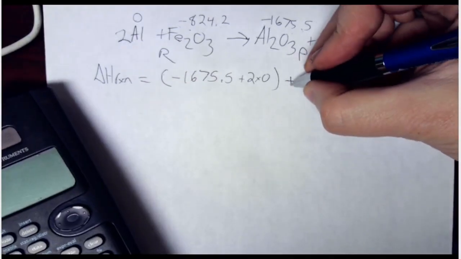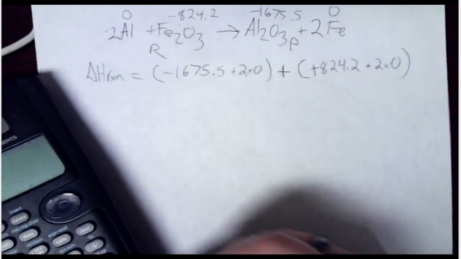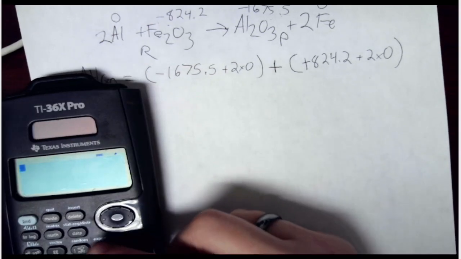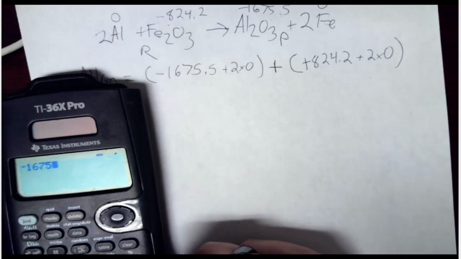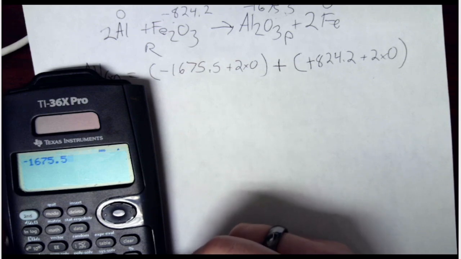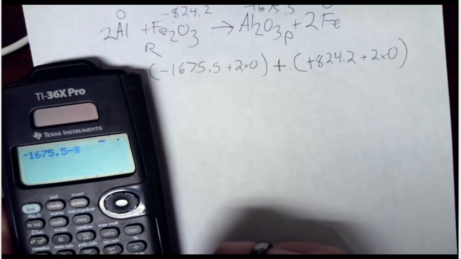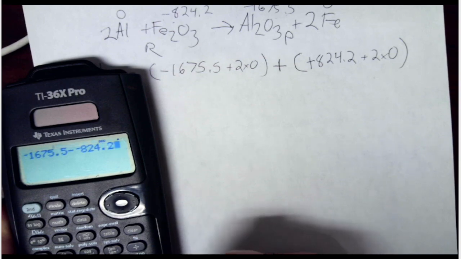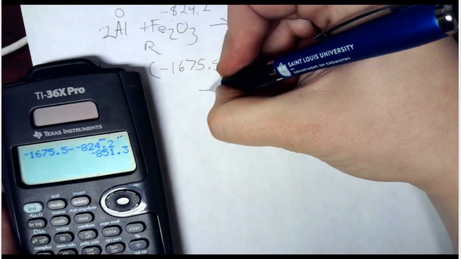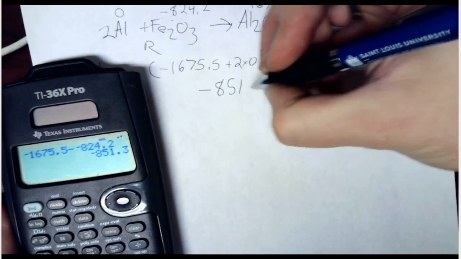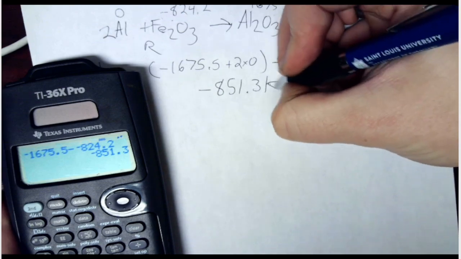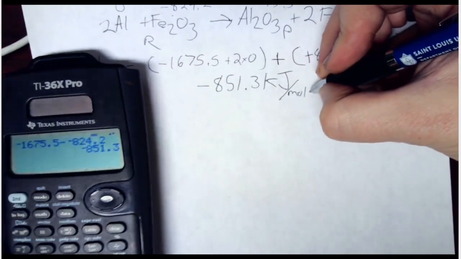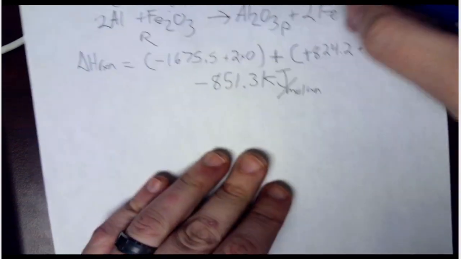So we're taking 1675.5, and we're subtracting a negative 824.2. And you get the enthalpy of reaction is negative 851.3 kilojoules per mole of reaction, or per mole of iron oxide.